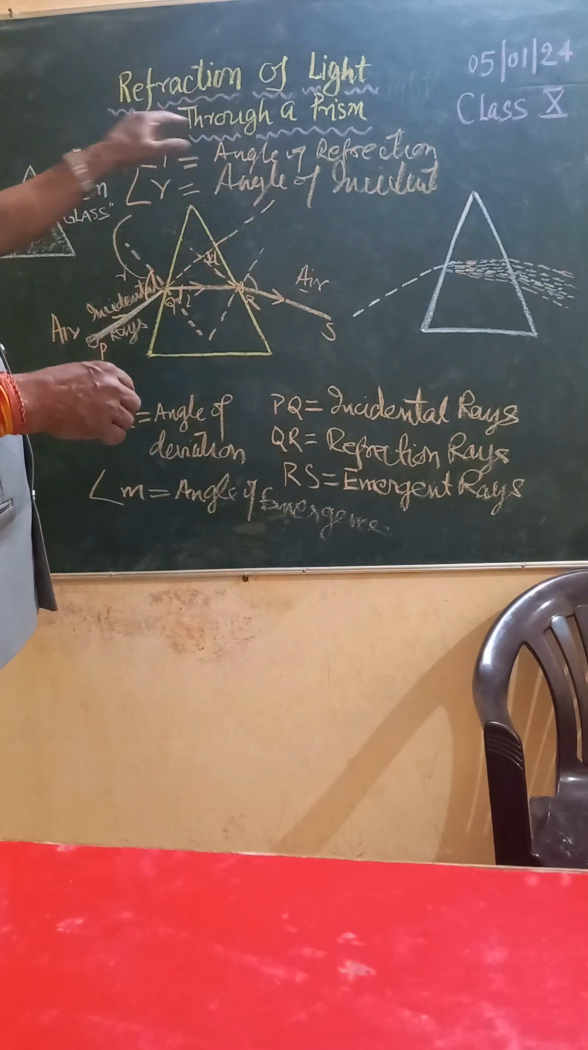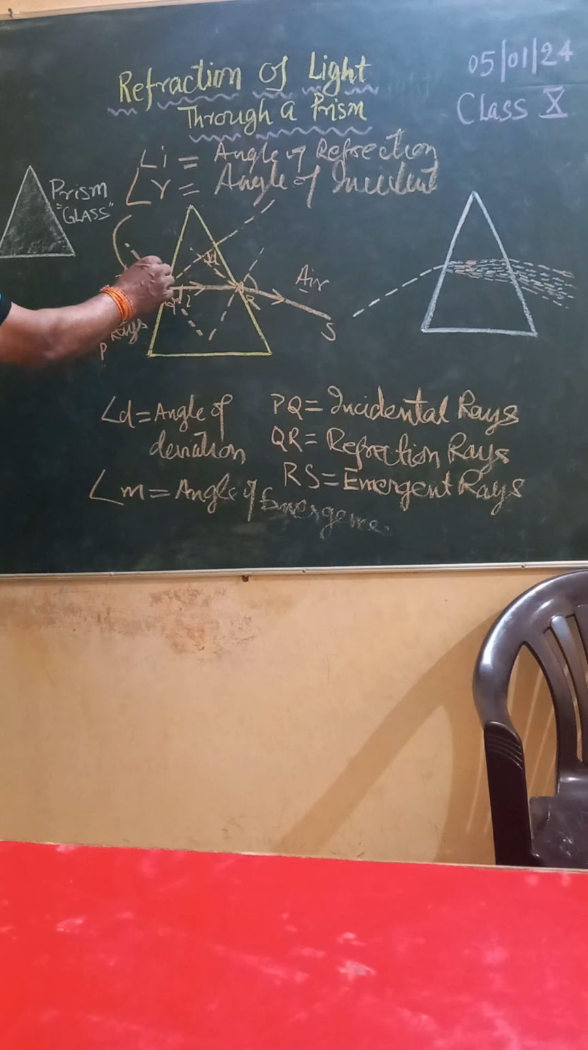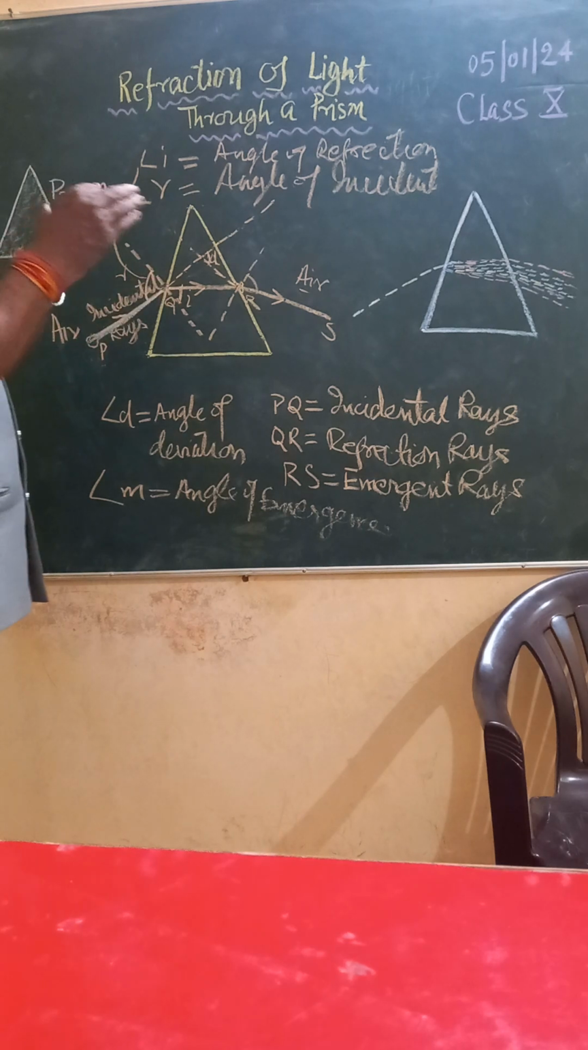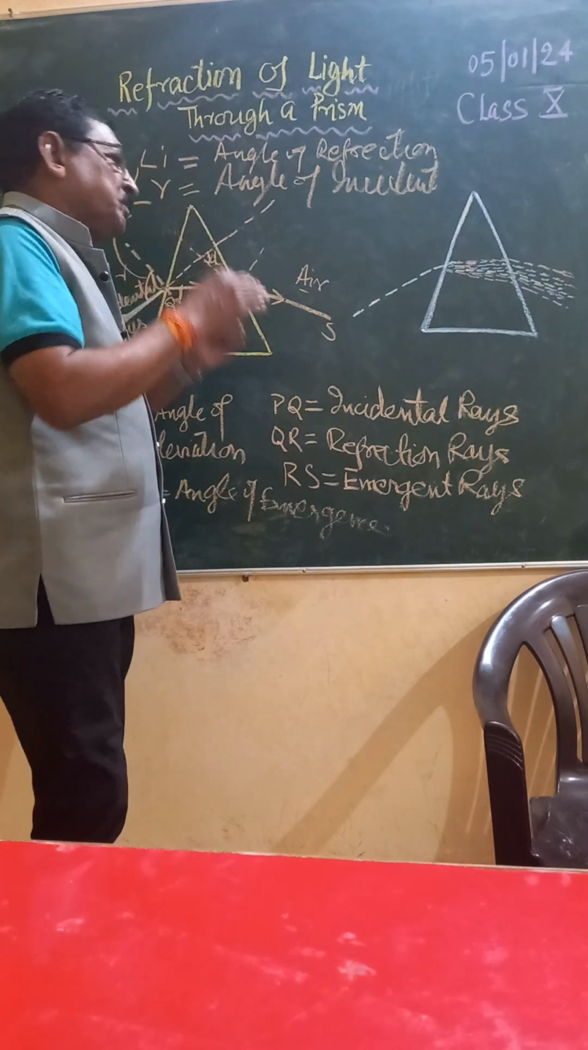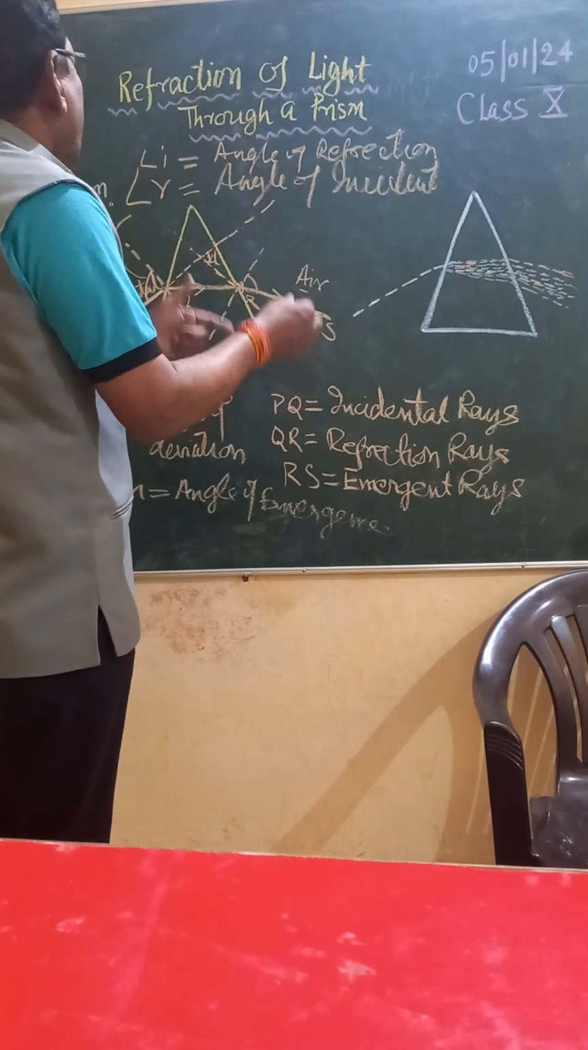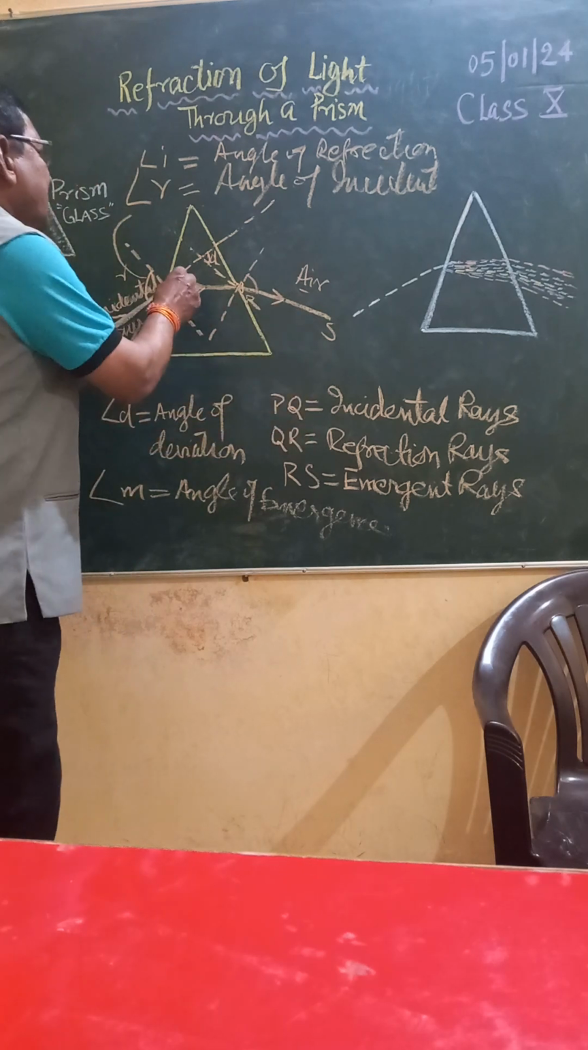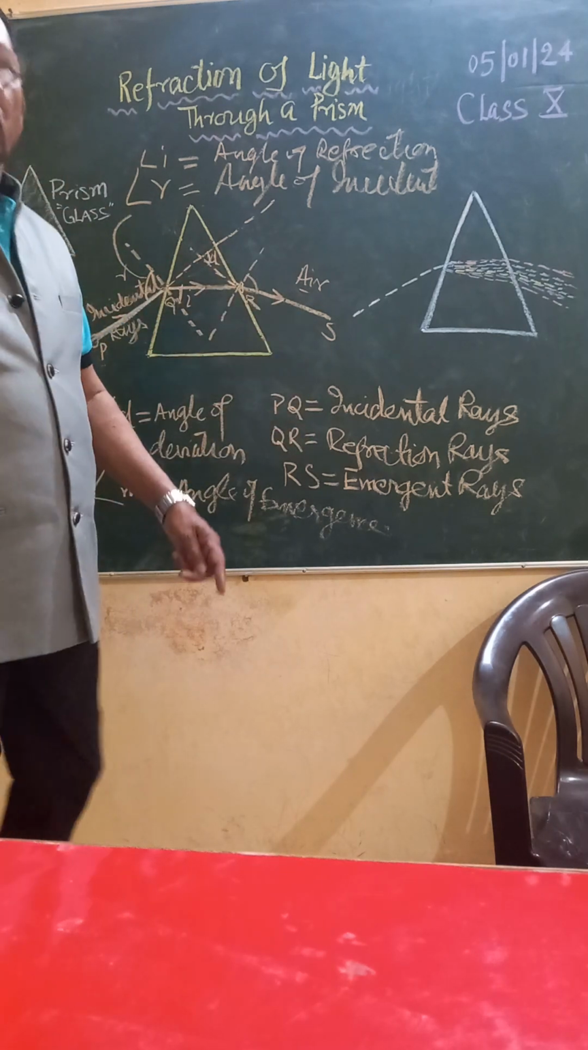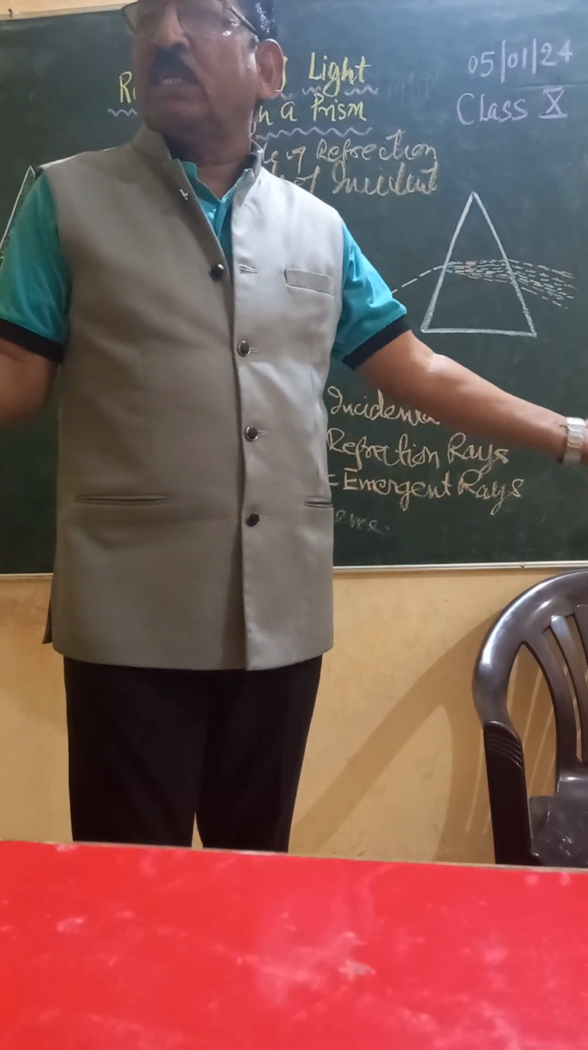Refraction of light through a prism: where refraction takes place, how it changes the medium, how it changes the speed, and how the angles are made. That is basically to be understood. So I hope you might have understood.